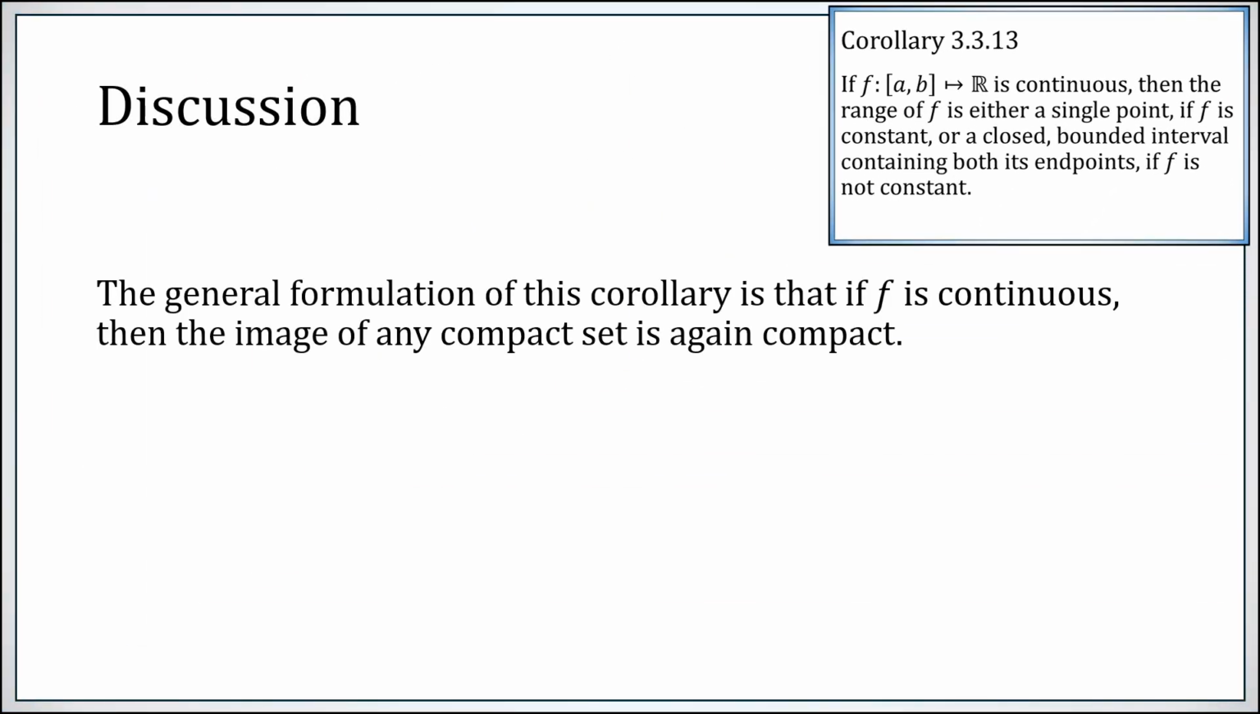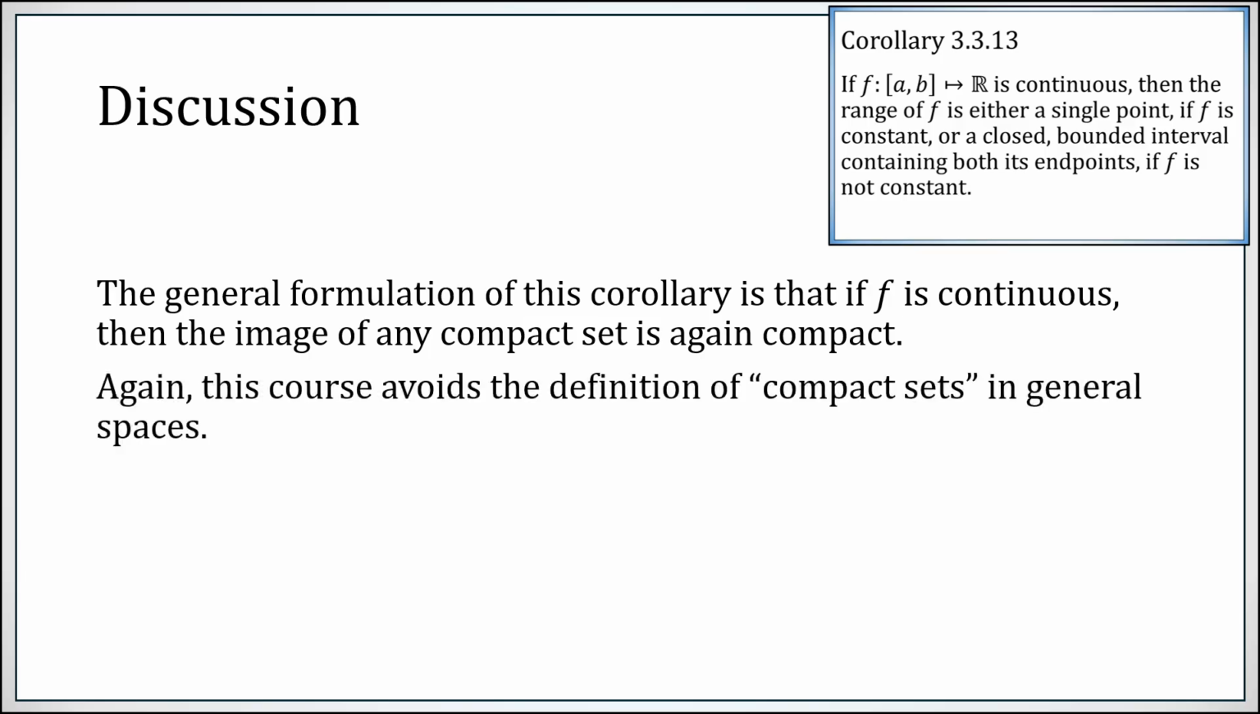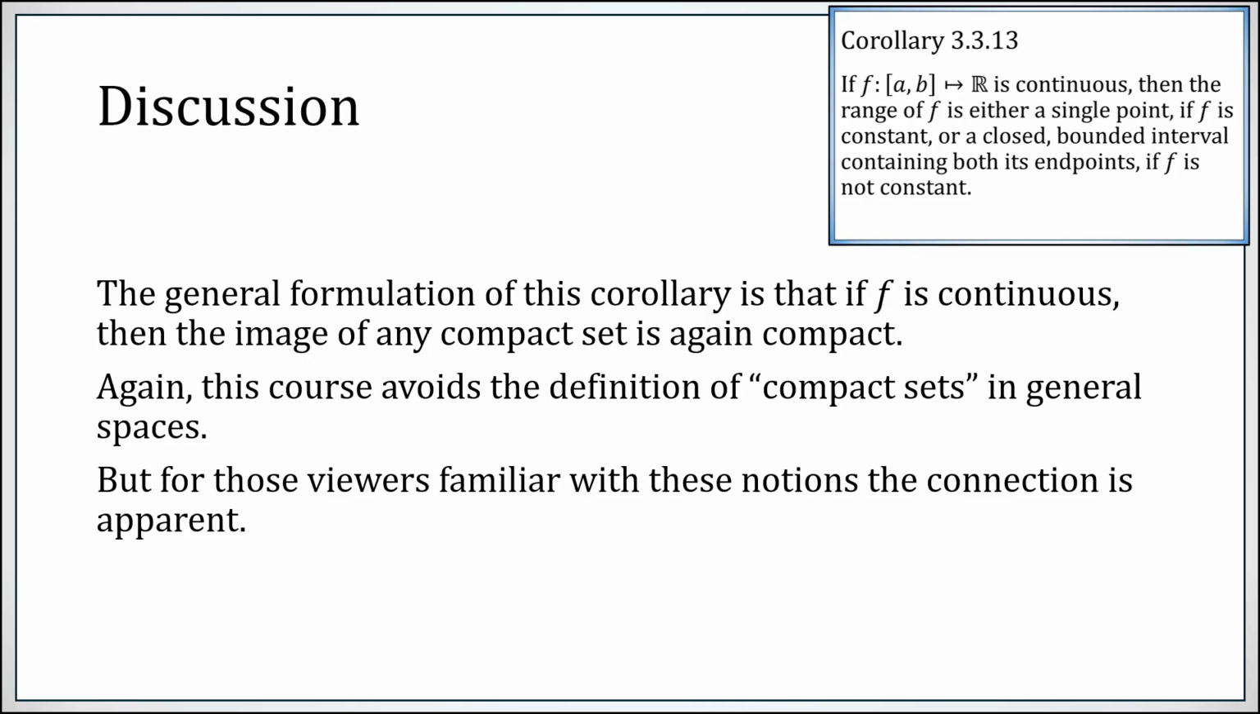So the general formulation of this corollary is to say that if f is continuous, the image of a compact set is another compact set. You feed in a closed bounded interval, you get out a closed bounded interval or a single point. Depending on terminology, you may or may not consider a single point to be a closed bounded interval. So again, we are kind of avoiding talking about compactness. But if you're familiar with the notion of compactness, that's kind of really what this corollary says.